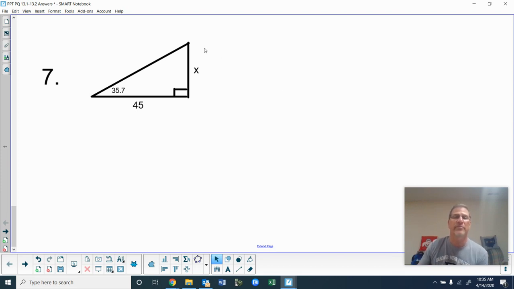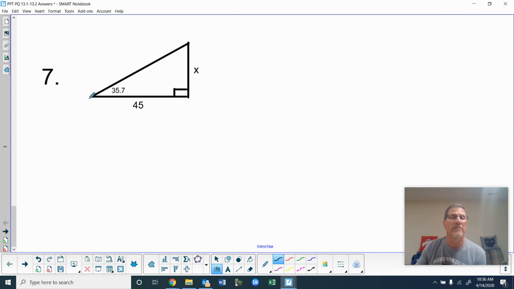Okay, so over here's our building. I'm looking for how high it is. All right, so a surveyor is 45 feet away from the building. The angle from where they're standing to the top of the building was 35.7 degrees. So there's my problem. Now remember, his eye level is 10 feet above the ground.